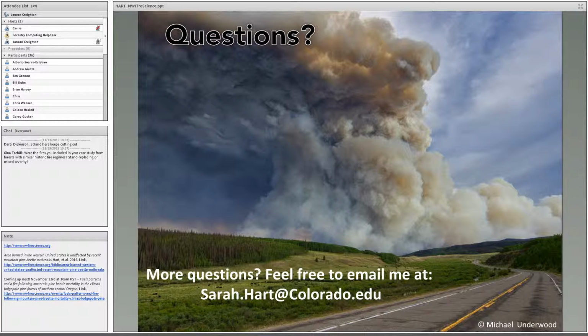Yeah, so Gina wants to know, were the fires that were included in my case studies from forests with similar historic fire regimes, stand replacing or mixed severity? So I selected fires that were burning in mountain pine beetle host cover types, and then I just looked at fire severity within those mountain pine beetle host cover types, and then used as a predictor of fire severity the actual vegetation type to try and control for the fact that there might be different effects that correspond with different forest types. Does that answer your question, Gina?